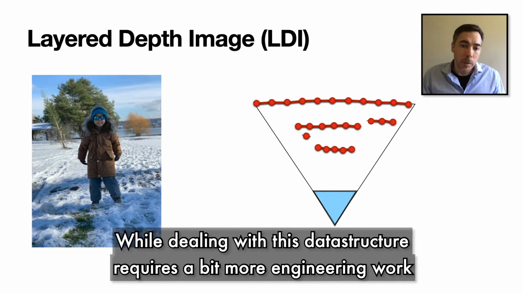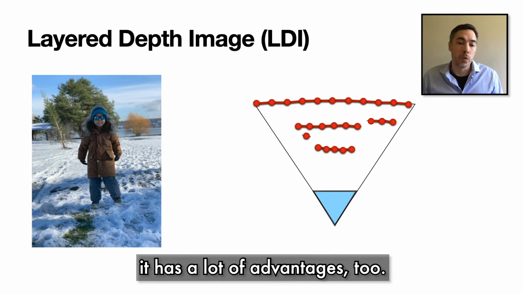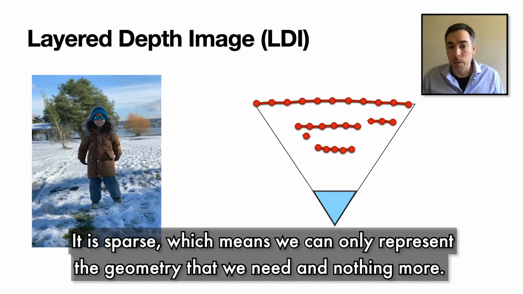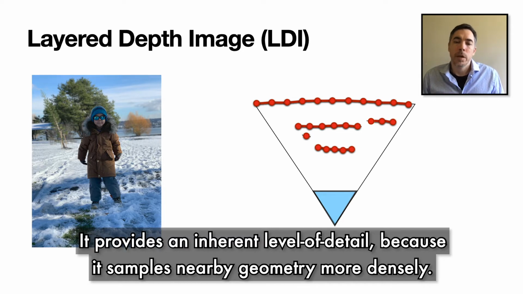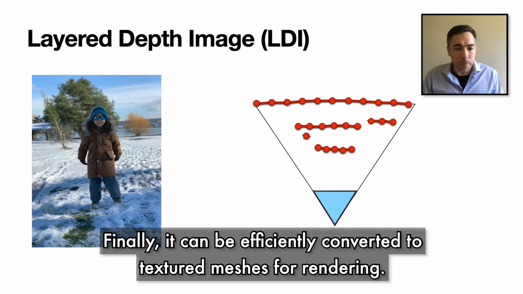Now, while dealing with this data structure requires a bit more engineering work, it has a lot of advantages too. So it's sparse, which means we can only represent the geometry that we need and nothing more. It has flexible topology, but behaves locally like an image, which is nice for algorithms. And it provides an inherent level of detail because it samples nearby geometry more densely. And then finally, it can be efficiently converted to texture meshes for rendering, which is very nice too.